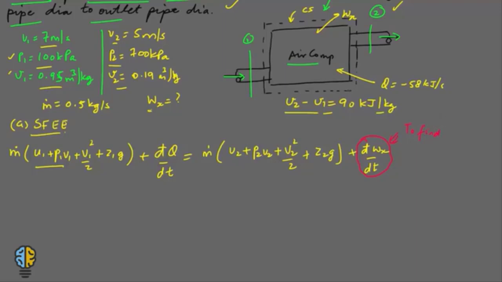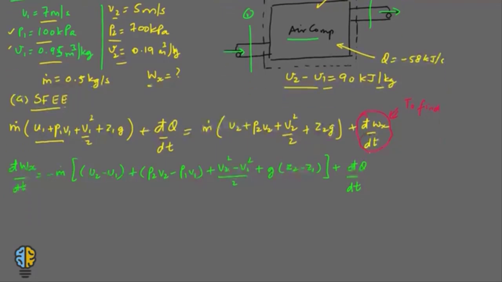Alright, so we will bring this to the left hand side, and bring all the other stuff onto the right hand side, and rearranging it would give you minus m dot into (u2 minus u1) plus (p2 v2 minus p1 v1), plus (v2 square minus v1 square) by 2, and plus g into (z2 minus z1), and all this plus you will have dQ dash by dt.